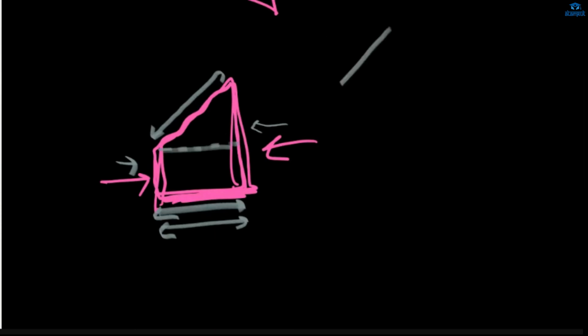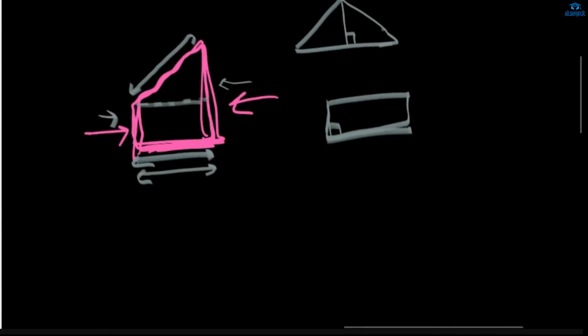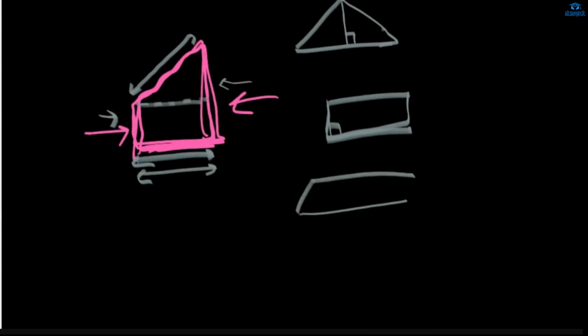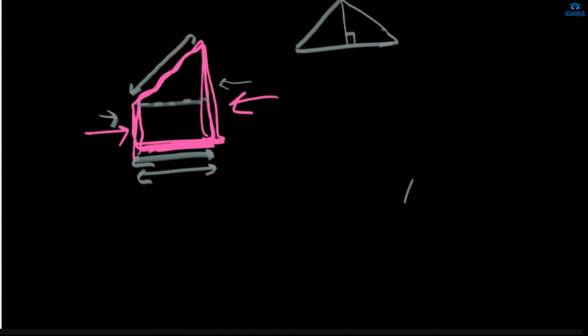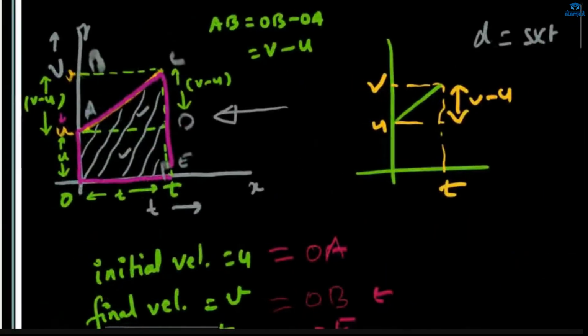For any triangle, if you are going to find the height, what will be the height? Obviously, the perpendicular distance is always the height. For a rectangle, it's already perpendicular. But for a parallelogram, we have to draw the perpendicular and then we can find the height. And if you already have the trapezium like this, obviously your height will be this.